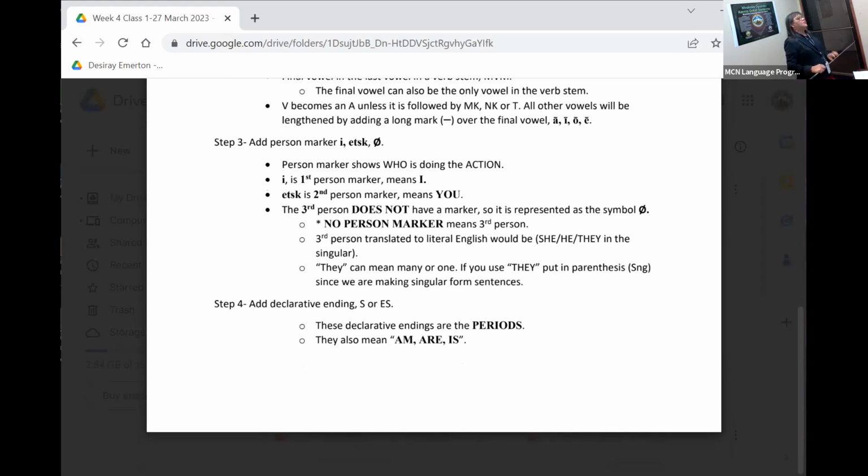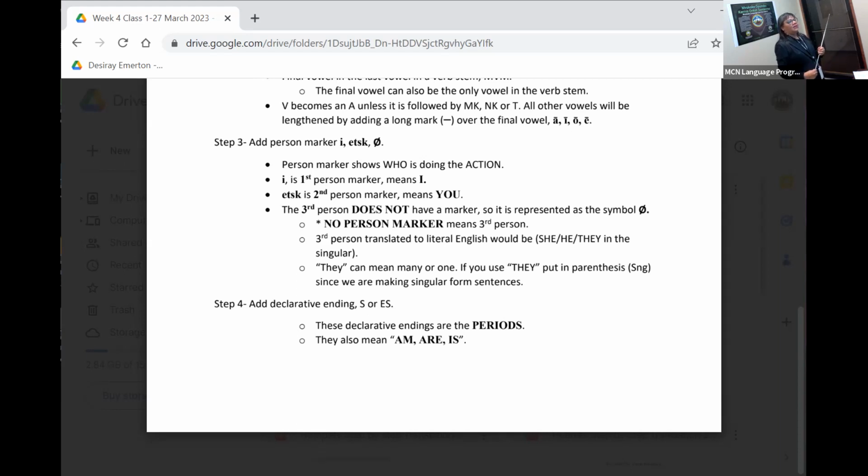Okay, and then you add the person marker, which shows who's doing the action. I is the first person, meaning I. It's the second person, meaning you. The third person does not have a marker. Like I said, I'm repeating these things, so maybe one of these times when I repeat it, it'll stick. Okay, so, like I said, it's represented by this symbol.